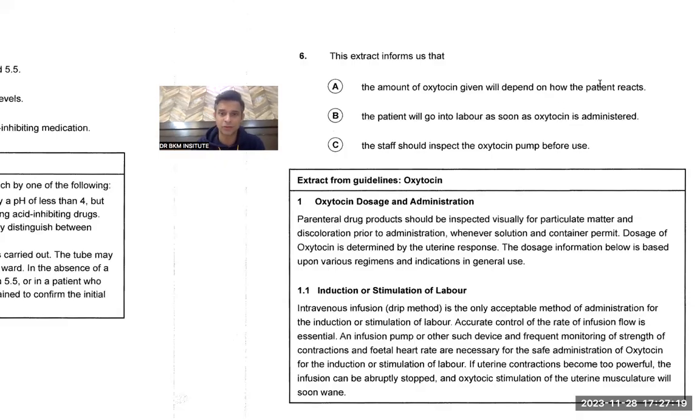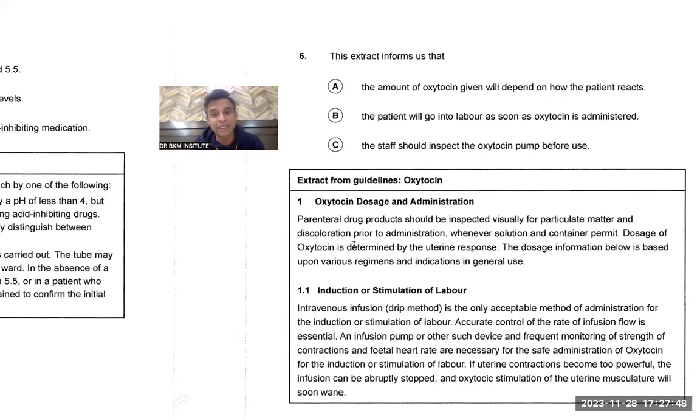And again, first of all, you read the question. The extract informs us, extract from the guidelines, oxytocin dosage and administration. Parenteral drug products should be inspected visually for particulate matter and discoloration prior to administration whenever solution and container permit. When there is a difficult line, don't focus on that line. The answer will never be from the difficult line. So always try to find the easy line.